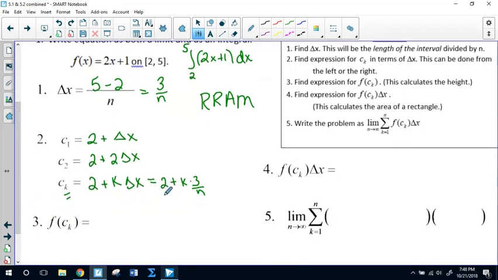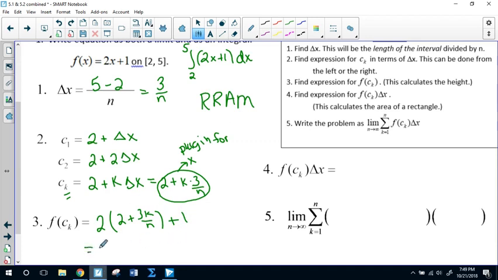Then I take this thing and I substitute it into my original function of 2x plus 1. So it's going in for x. Don't tell Mrs. Roderick, but I'm writing plug in for x because that's faster than substitute. All right, 2 times, and then here's my x, 2 plus 3k over n plus 1. This simplifies into 5 plus 6k over n.